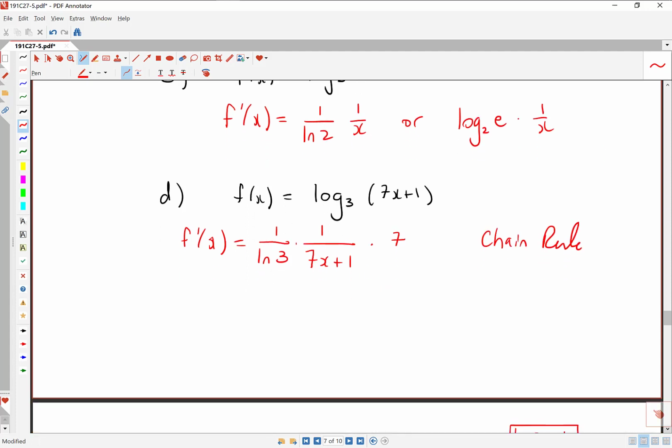Okay, so the way we might write our answer then, we might write that as a single fraction. You could say 7 over ln 3 times 7x plus 1. Or if you prefer, instead of writing 1 over ln 3, you could have written 7 log base 3 of e over 7x plus 1.